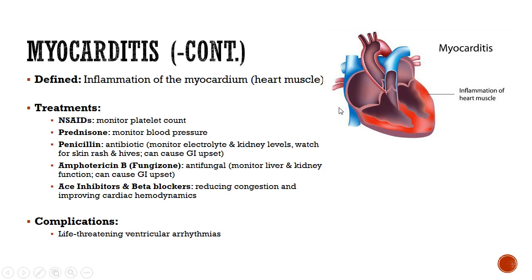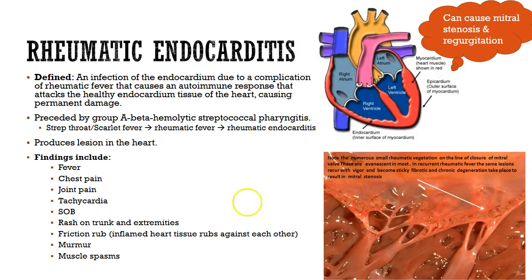Treatment, again, you're going to address the inflammation. And since we're talking about the heart muscle itself, because it's the heart muscle that's going to pump blood, if there's some agitation with palpitations, dysrhythmias, ACE inhibitors and beta blockers may be used to reduce congestion and improve the overall dynamics of the cardiac muscle. It can be life-threatening with ventricular arrhythmias. So again, it is a good reason to address a patient that has myocarditis.